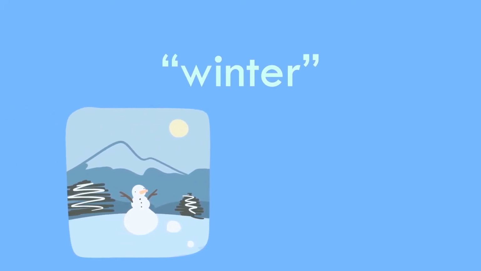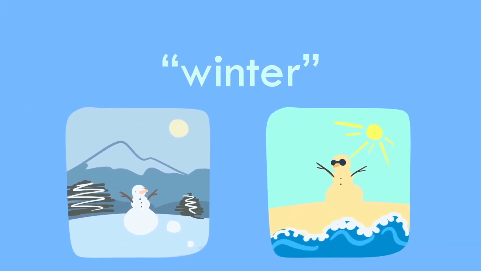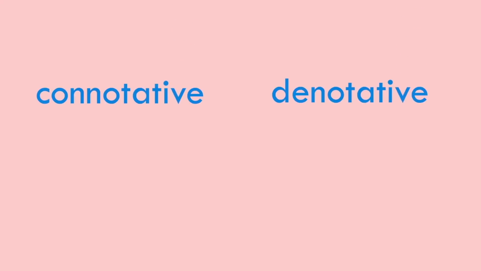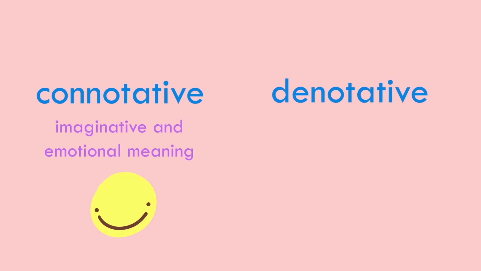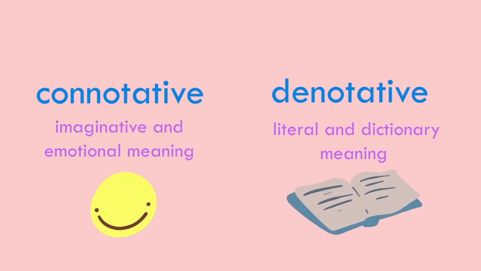Think about how the meaning of winter differs among someone who lives in Colorado and Florida. The 2 types of semantics are connotative and denotative. Connotation expresses imaginative and emotional meaning, while denotation expresses literal and dictionary meaning.